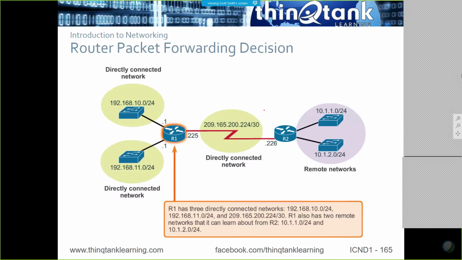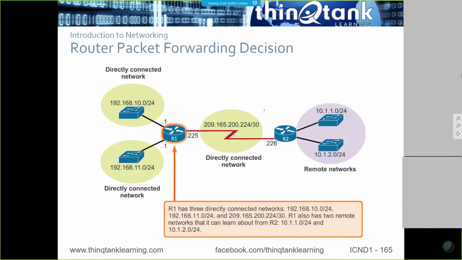What are switching? Yep. The squares are switches, the circles are routers.